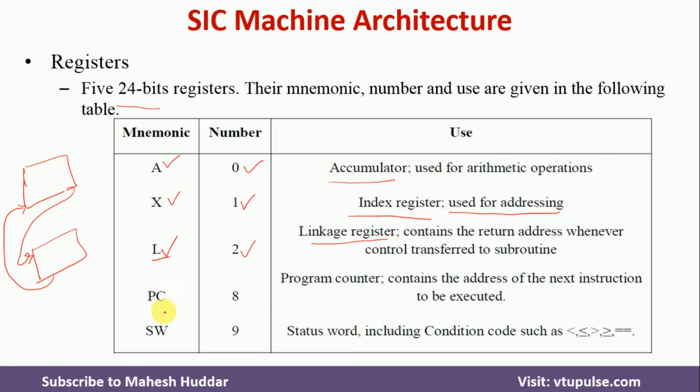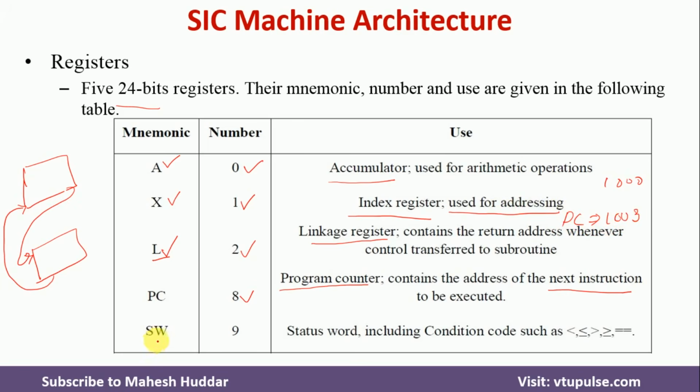Similarly, the next register is PC. The number given to PC is 8. That is called the program counter register. It contains the address of the next instruction to be executed. For example, currently the 1000th instruction is executed. Now what is the next instruction to be executed? That is present in PC. For example, PC is equivalent to 1003, so the next instruction to be executed is 1003.